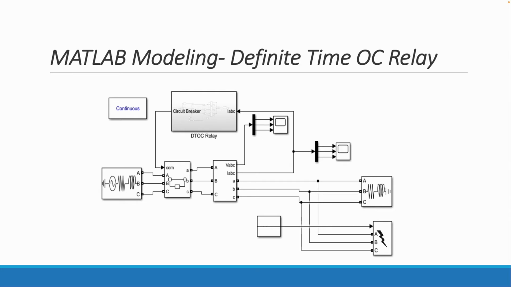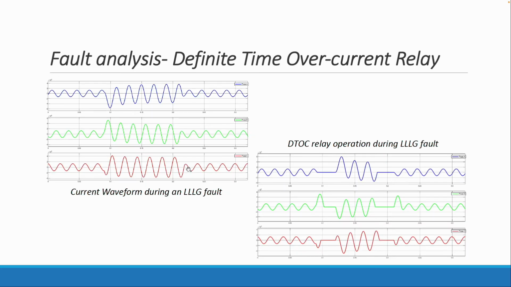Basically, when a fault occurs, the counter is engaged and it waits until the predefined user time settings are met, and this is how the definite time overcurrent relay is different from the instantaneous overcurrent relay.